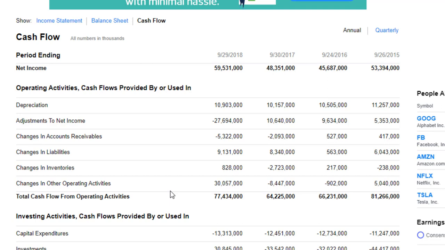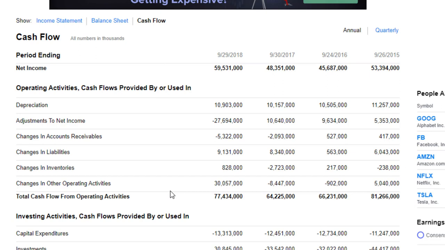Changes in inventory is also a positive number, so Apple actually reduced the inventory. If it were negative, Apple would have increased the inventory, because it spent more money than in the same period last time. Okay, that's the whole idea. So changes in inventory, Apple did not spend more money, so it's basically deducting the inventory at this point.